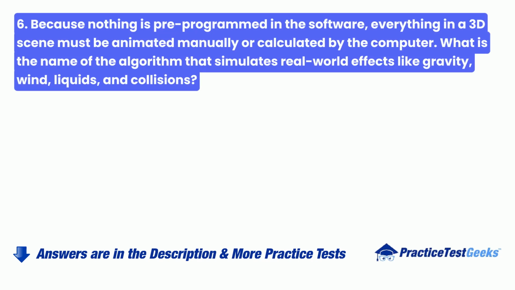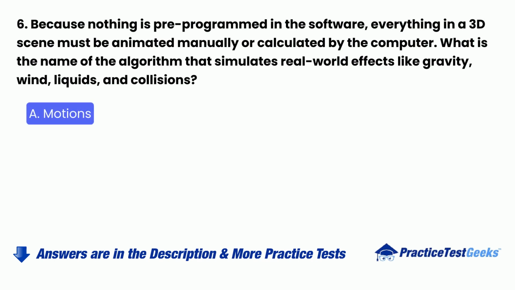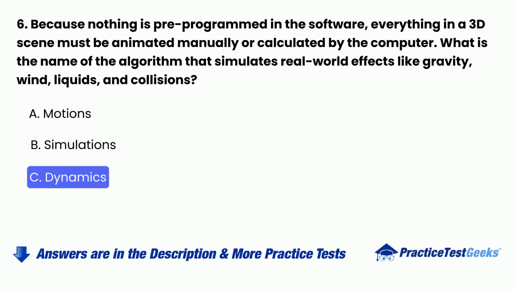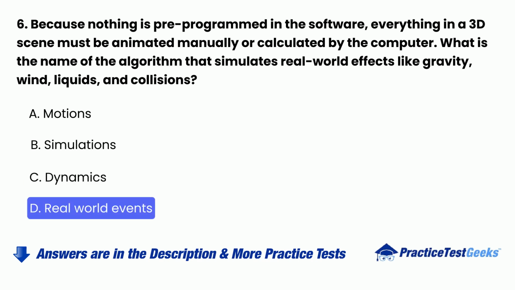Because nothing is pre-programmed in the software, everything in a 3D scene must be animated manually or calculated by the computer. What is the name of the algorithm that simulates real-world effects like gravity, wind, liquids, and collisions? A. Motions. B. Simulation. C. Dynamics. D. Real-world events.